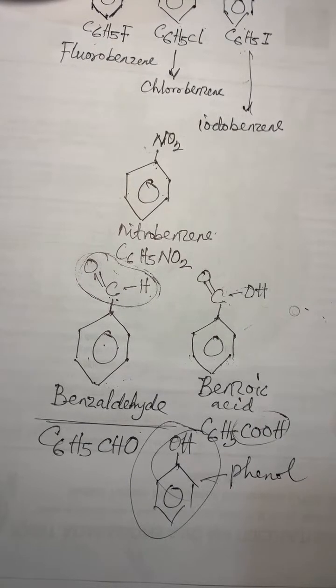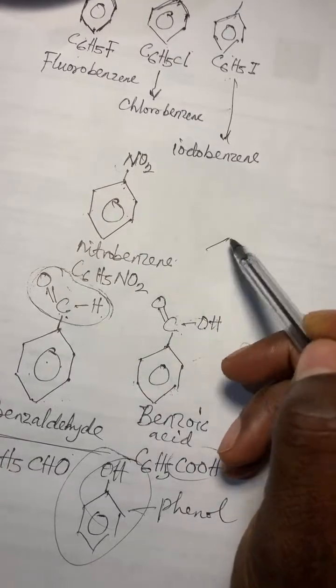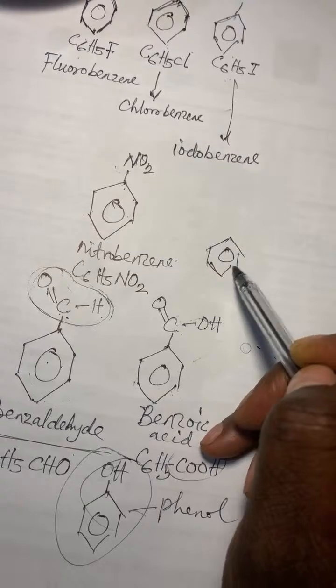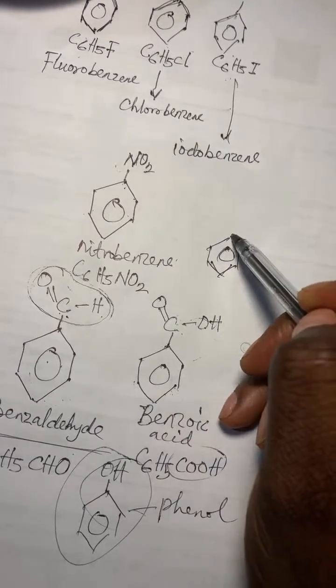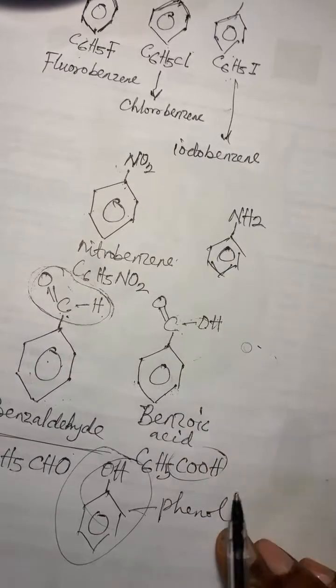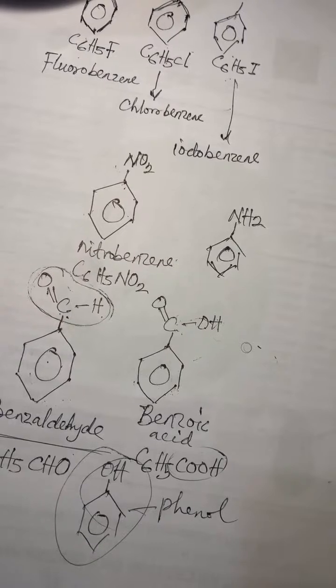So I think I have one question for you guys before I leave. What if you have this benzene ring like this? Sorry for what I'm drawing, I'm just sketching. And have NH2. What's the name of this compound?